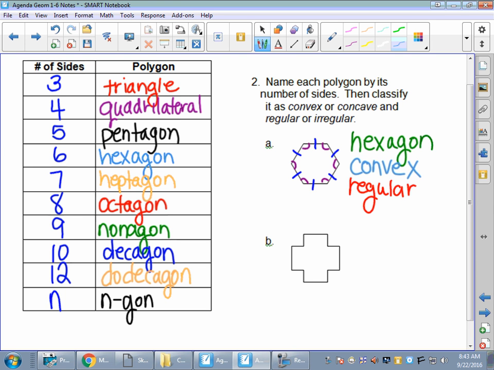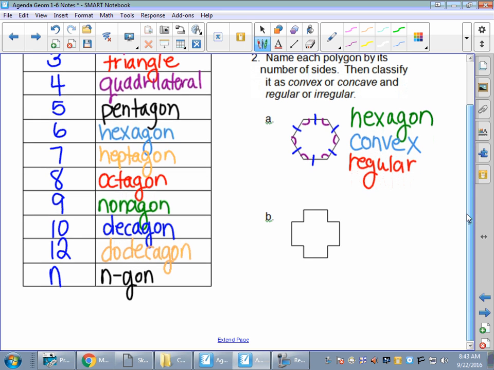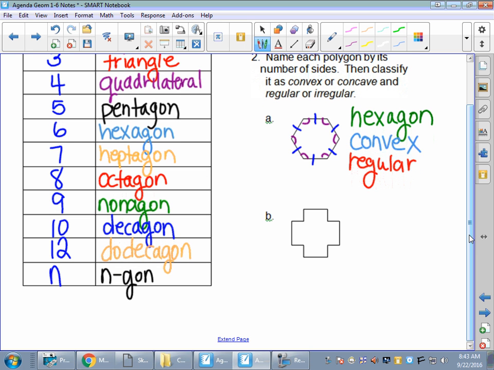Letter B is an interesting one. We're going to name it. I'm not going to do any extra marking. So let's name it by its number of sides. How many sides does this figure have? Looks like 12 to me. Everybody agree? So a 12-sided figure, dodecagon. It has a nice ring to it. You really should say it. Is this dodecagon concave or convex?